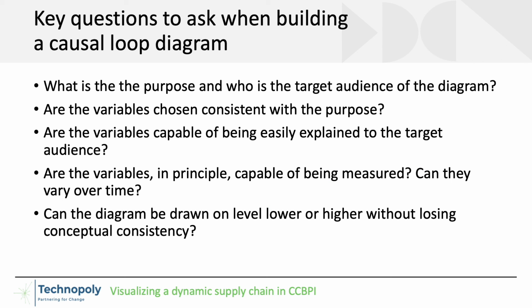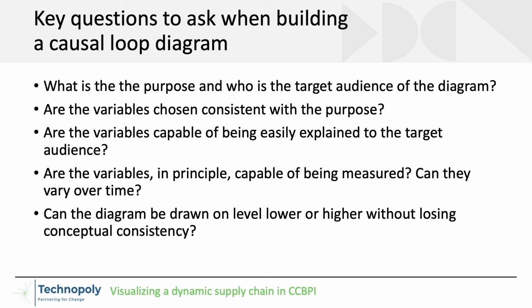Some key questions to ask ourselves when we're building our causal loop model for our systems. What's the purpose of the system? What are we trying to represent? Who will be the audience of the diagram later on? Would there be executives? Would there be operations people? Would there be external people? Are the variables that you choose consistent with the purpose of what you're trying to demonstrate, or the purpose of the system?